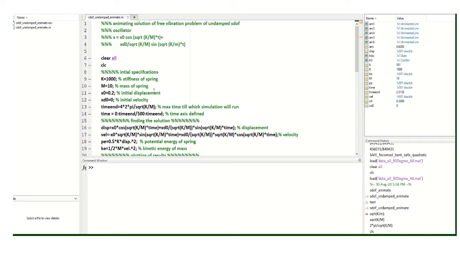Hello students, in the last class we have seen how to arrive at the solution of the differential equation for a mass which is attached with a spring and there is no damping associated with it. We haven't actually talked about damping, so that's why it is called an undamped single degree of freedom oscillator, and we have seen how to arrive at the solution of that.